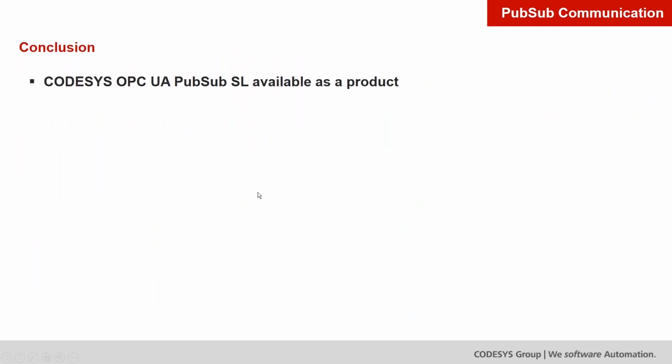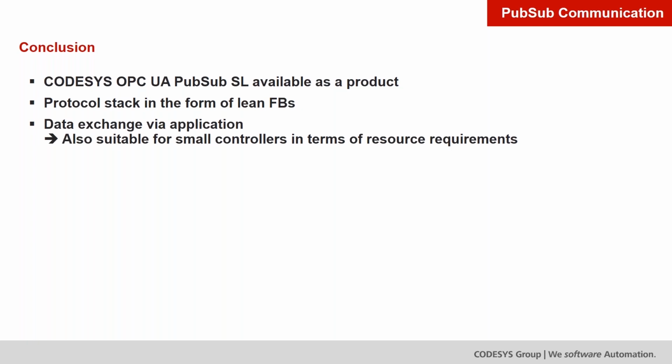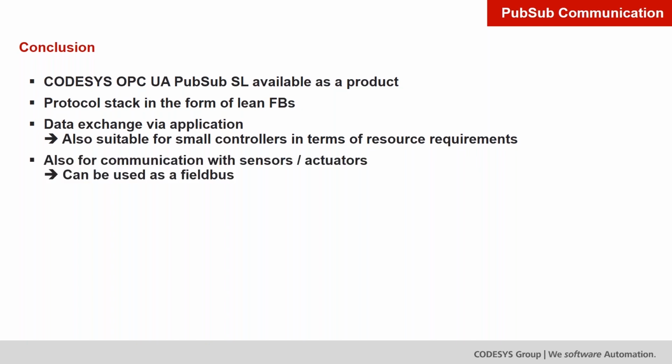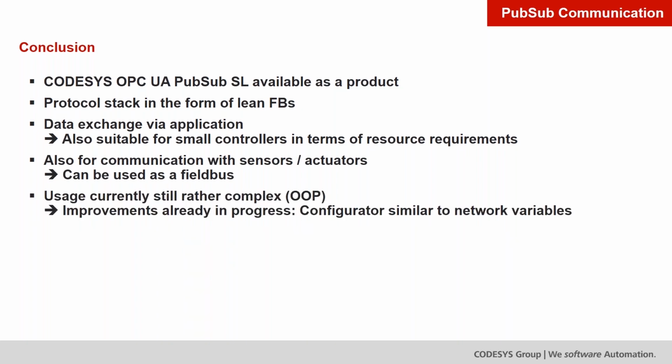So we've seen that, and I can conclude that PubSub communication is available as a product, so you can start from scratch right now. It's a lean stack with a lean protocol. You can use the data exchange via application right now. So also on smaller controllers, even for communication with sensors and actuators. This can be used as a field bus. As I said, at the moment, it's still a little bit more complicated to use for those of you who are not familiar with object-oriented programming. However, there are not that many compatible devices available right now, but this will change soon.